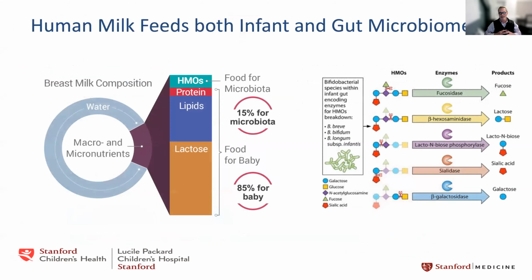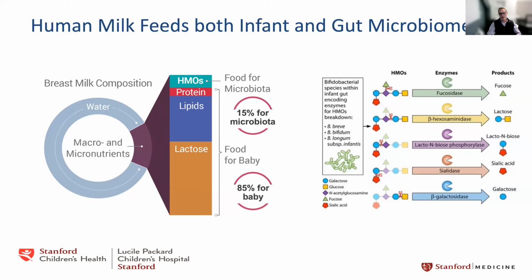And so why do I say that? Well, if we look at breast milk for a moment, you can see here on the left that the vast majority of it is water, but of the macro and micronutrients, the vast majority, which is lactose, lipids, and protein, making up 85% of the dry weight, is food for baby. That's very clear. What's a little less understood is this other component known as HMOs, or human milk oligosaccharides, which is actually food for the bugs, food for your gut microbiota.